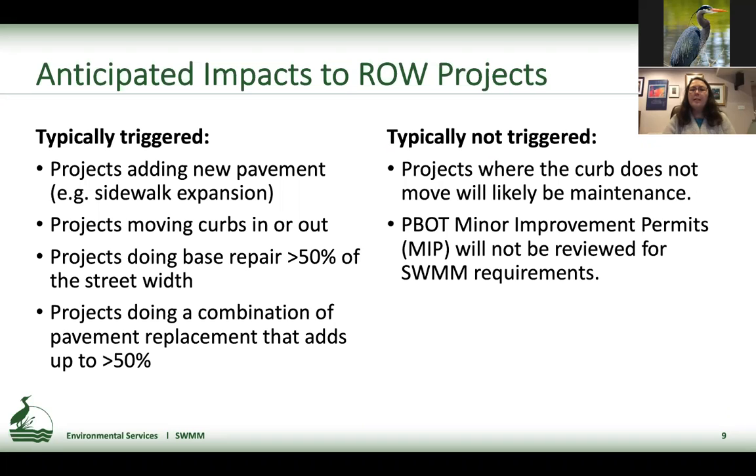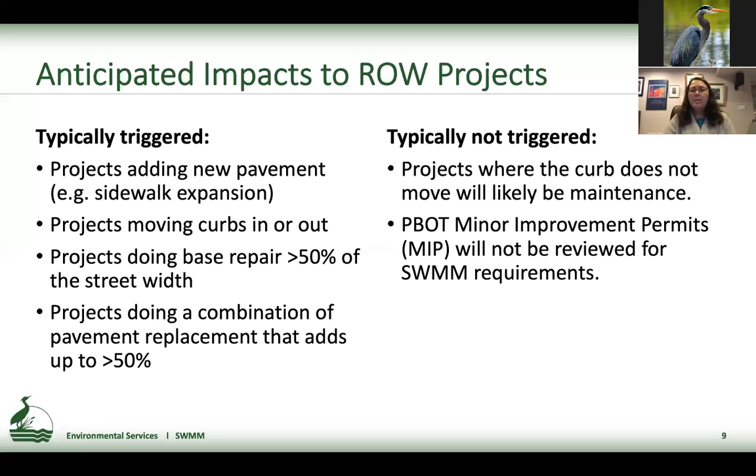Projects that are typically not triggered will be projects where the curb doesn't move and remains in place. Those will likely fall under the maintenance exemption if you're putting the right of way back how it was before, depending on how much work you're going to be doing.